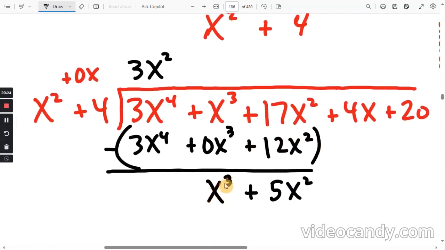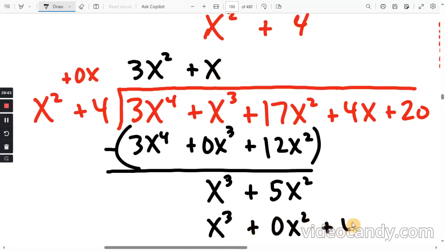x to the 3rd divided by x squared is just positive x. Distributing, x times x squared is x to the 3rd. x times 0x, that's 0x squared. x times 4 is going to be 4x. And I forgot, well, I didn't forget, but I just did it. Said I would do it later, so bring down the 4x. All right, and now we're in business.